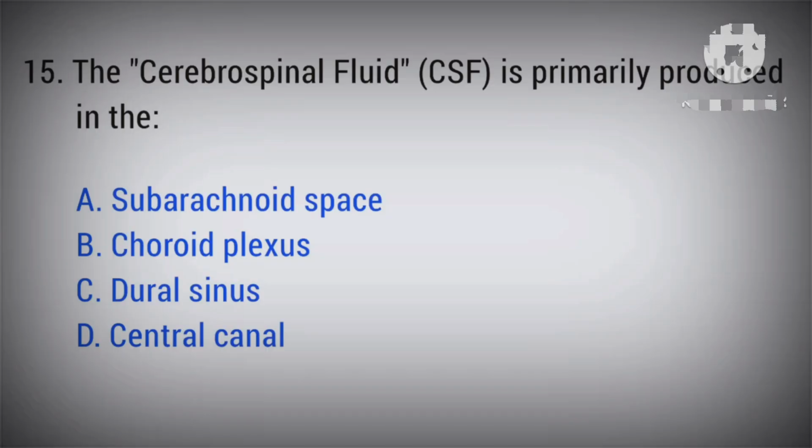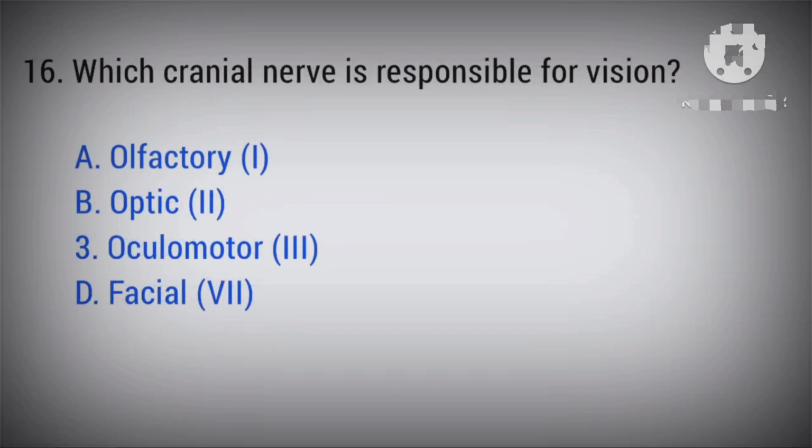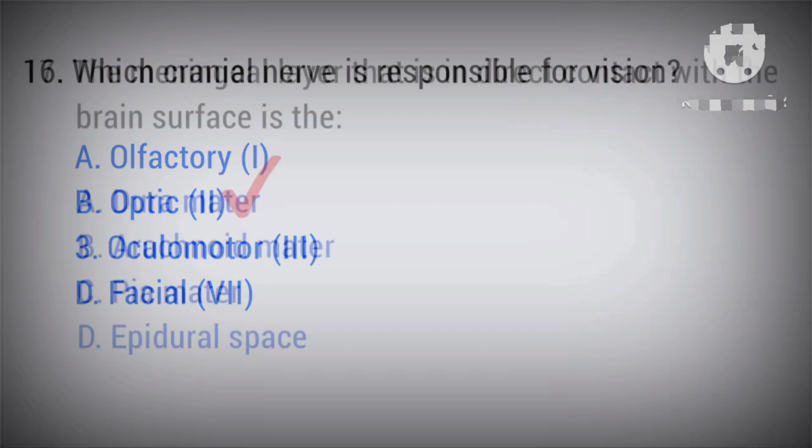Question 15. The cerebrospinal fluid, CSF, is primarily produced in the... The right answer is option B, choroid plexus. Question 16. Which cranial nerve is responsible for vision? The right answer is option B, optic.